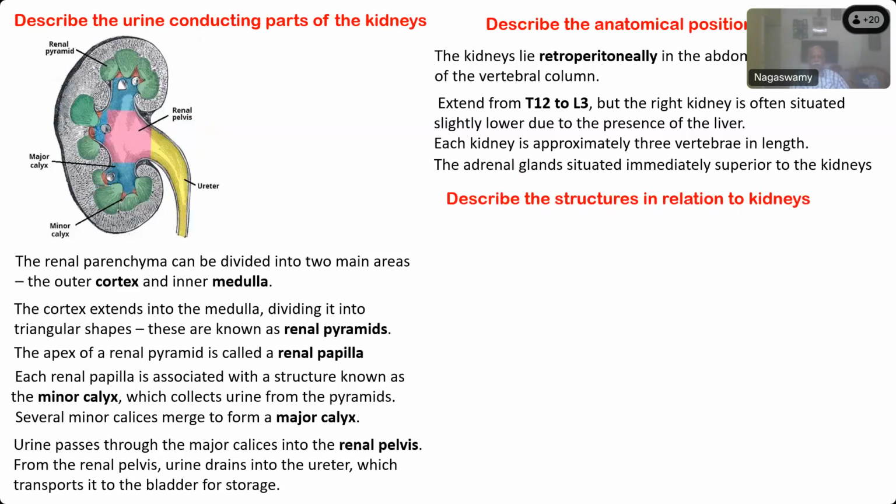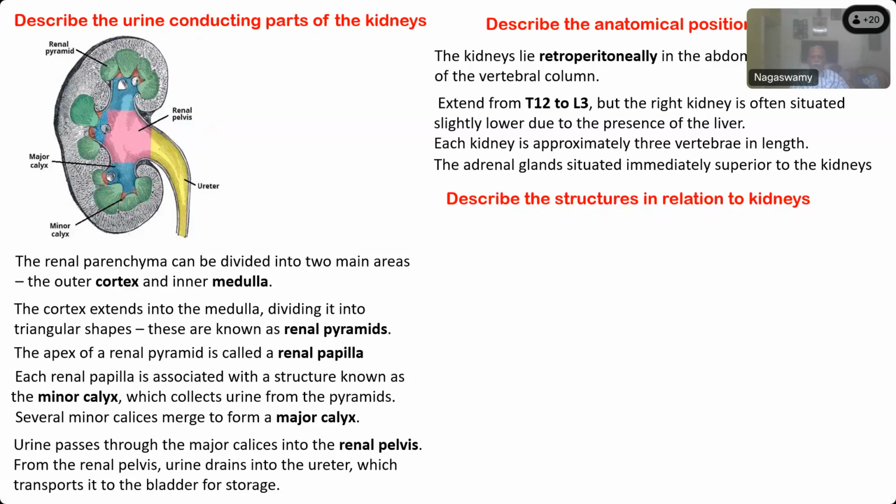The kidney has other organs in relation to it, which are different on the right side and the left side, isn't it? So what are the structures? How do you describe the relationship of other organs to the kidney? And what is the significance of that to us?